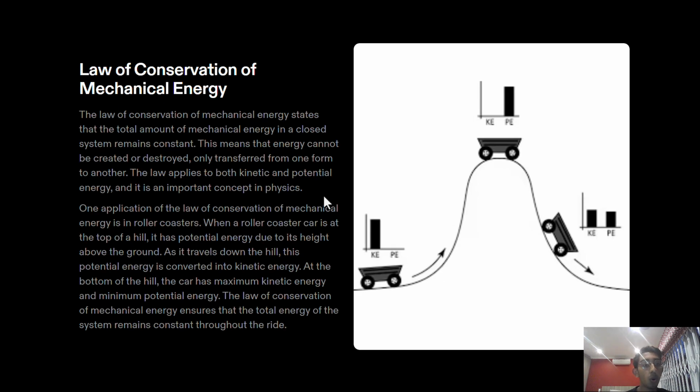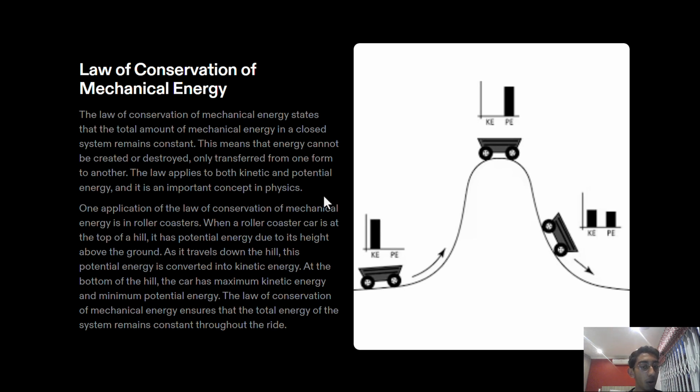Now we move on to the law of conservation of mechanical energy, which just states that the total amount of mechanical energy in a closed system remains constant, meaning that energy cannot be created or destroyed but only transformed from one form to another. This law applies to both kinetic and potential energy and is an important concept in physics.